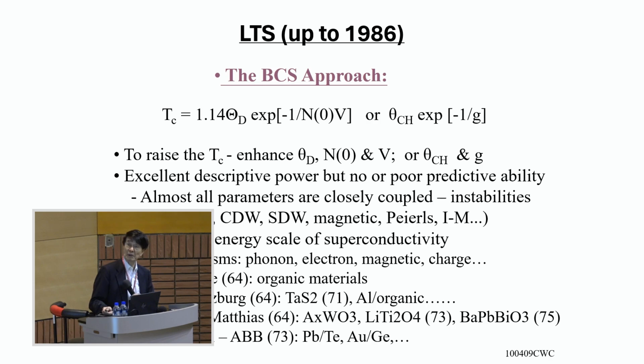And as a result, mostly due to coupled instability, that leads to many kinds of instability, like structural instability, charge density wave, spin density wave, magnetic ordering, and so on and so forth. So from the theory point of view, because the energy scale of TC is so small, it is within the uncertainty of the theory, so theory cannot distinguish one from the other.